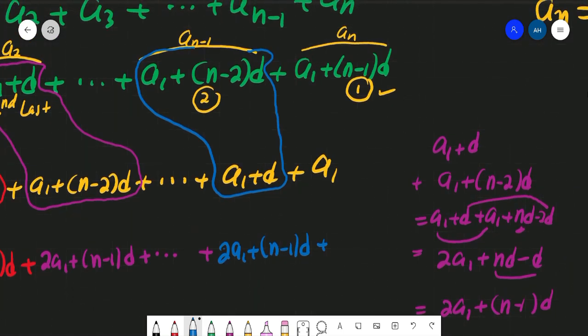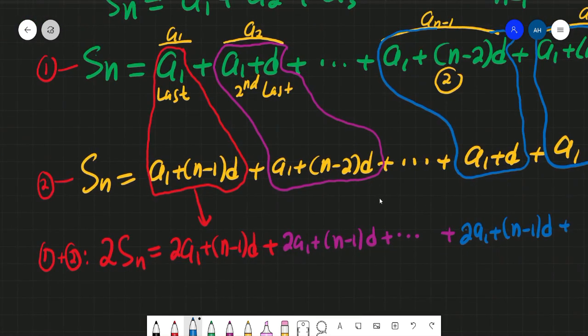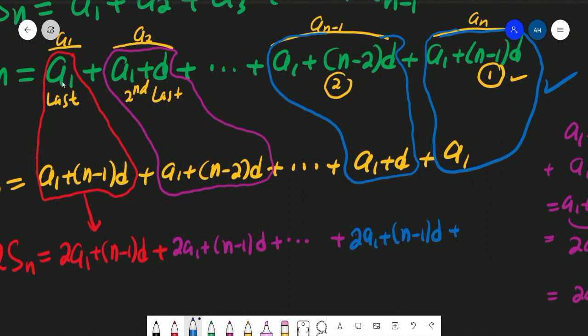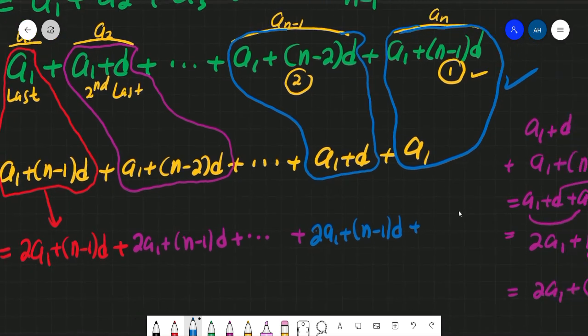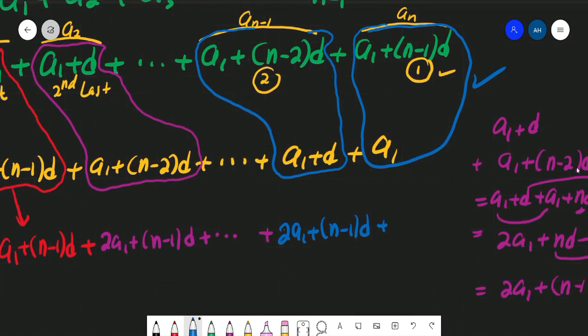Alright, the last term for this equation and this equation. We want to add these two numbers. We want to add this one with that one, and this is actually the same as adding this number and this number. They are the same. Here we have a1, here a1. Also here we have a1. Down here we have a1 plus n minus 1 times d. Here we have also a1 plus n minus 1 times d. They are the same thing, so the sum will be the same. That is 2a1 plus n minus 1 times d.